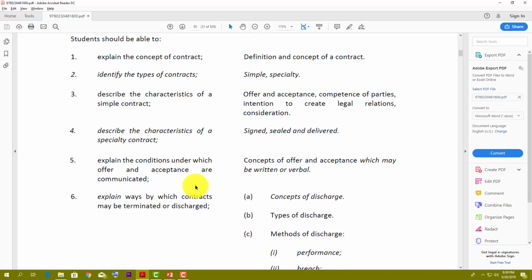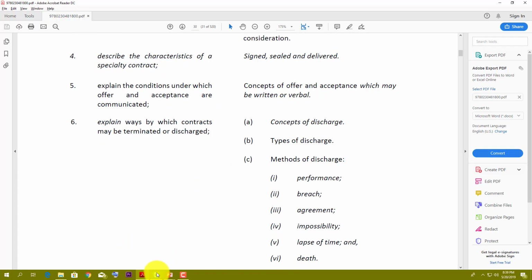Okay. All right, number 5. Explain the conditions under which offer and acceptance are communicated. Very simple. Offer and acceptance may be written or verbal. As simple as that. So you can have oral contracts, you can have written contracts.